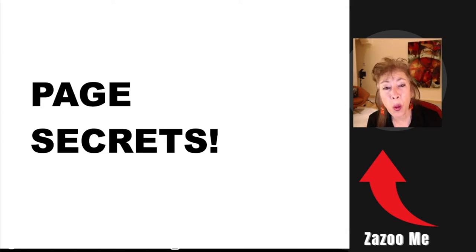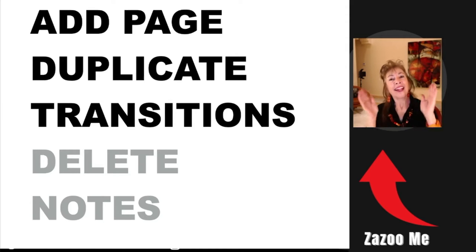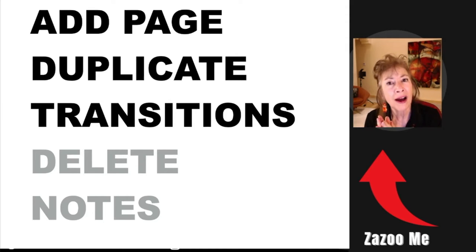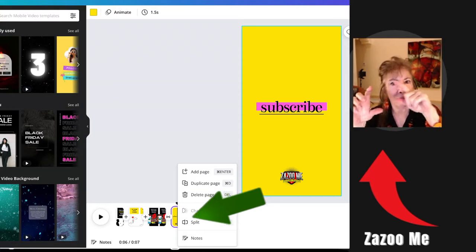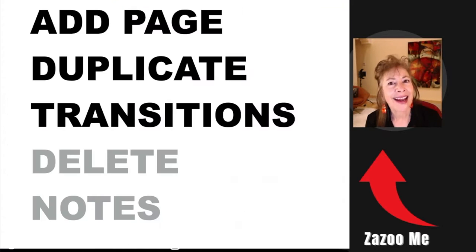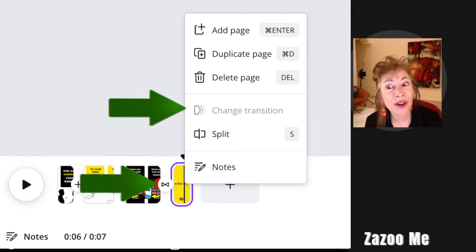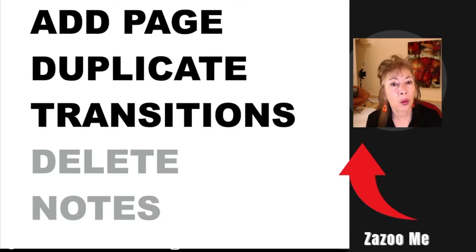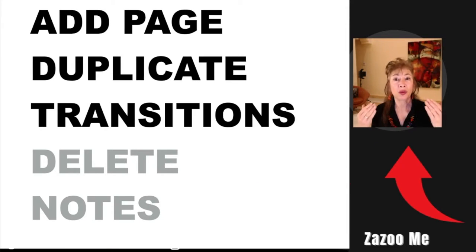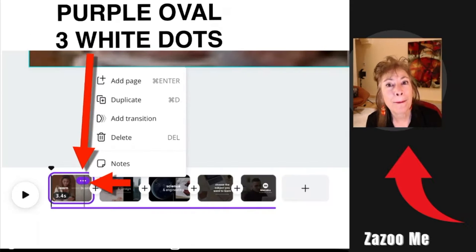Okay, tip number 10. Page secrets. Well, what the heck are page secrets? This is so cool. Page secrets are when you are on your dashboard and you click on the page at the bottom of your screen, at the bottom of your canvas where all the little pages are. Click one of them. Now you are going to have the opportunity to add a page, duplicate a page, add transitions, delete the page entirely, or make notes. So if you're working with other people, or even if you just want to remember something, you can type notes into little secret page elements here.